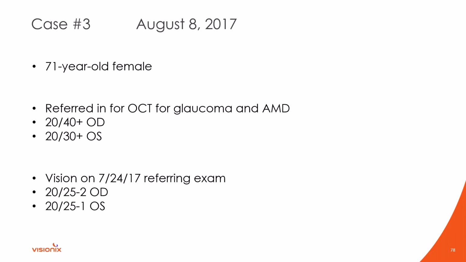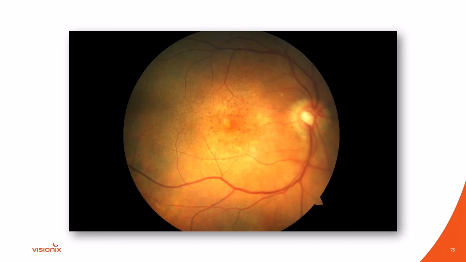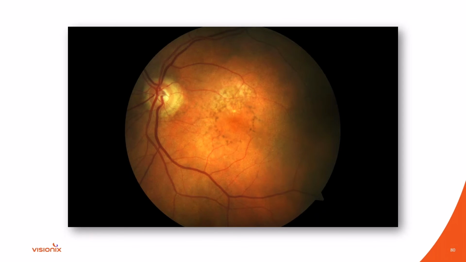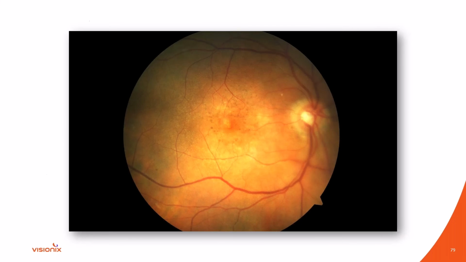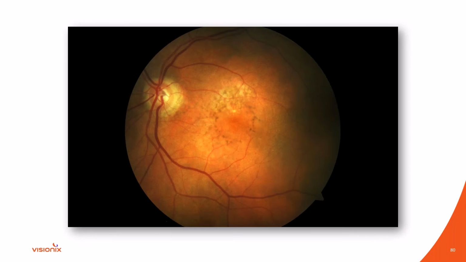Case number 3, 71-year-old female. Referred in again for OCT, glaucoma. We've got macular degeneration. Vision's 20/25 minus on the referring exam. Now it's 20/30 plus, 20/40 plus. So again, vision's down a line or 2. There's the back of the right eye. And again, 20/30 to 20/40 in both eyes, back of the left eye, back of the right eye, back of the left eye. Again, we've got pigment changes in the back of the right eye, pigment changes in the back of the left eye.